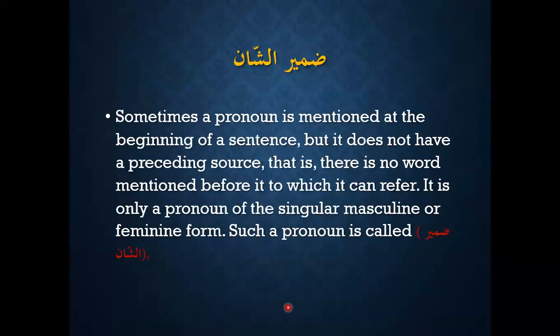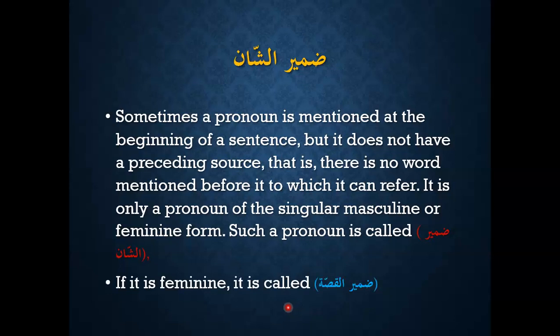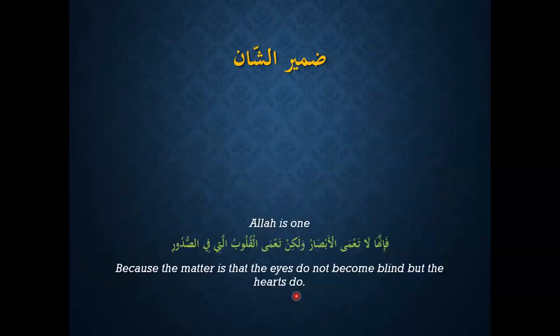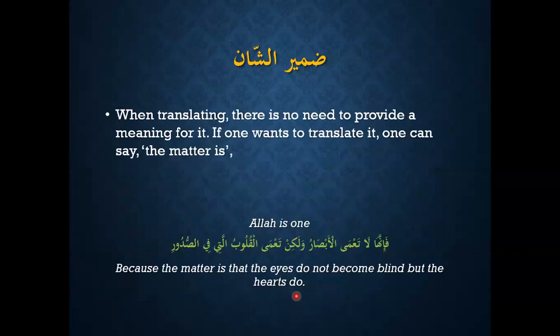ضمير شان. Sometimes a pronoun is mentioned at the beginning of a sentence, but it does not have a preceding source. That is, there is no word mentioned before it to which it can refer. It is only a pronoun of a singular masculine or feminine form. Such pronoun is called ضمير الشان. And the feminine is called ضمير قصة. ضمير القصة or ضمير الشان. For masculine, ضمير الشان. For feminine, ضمير القصة. So you would see the example.